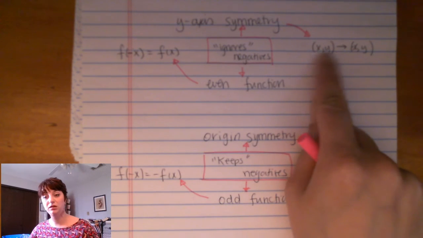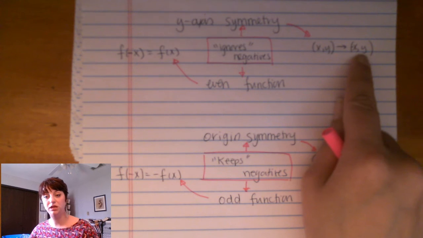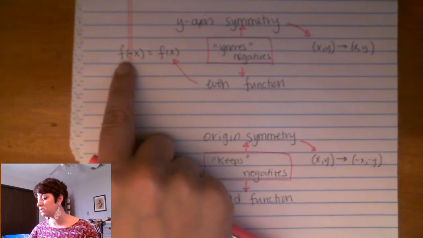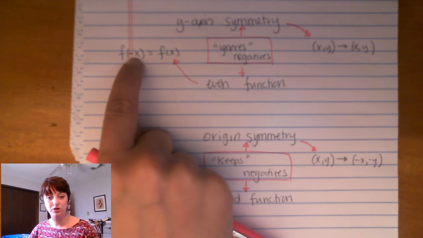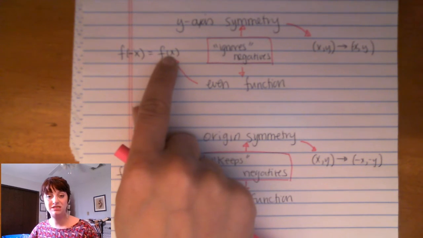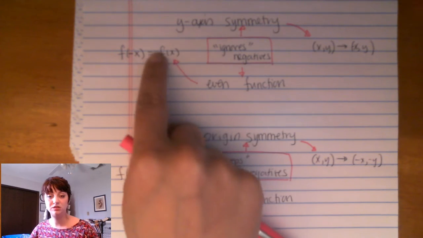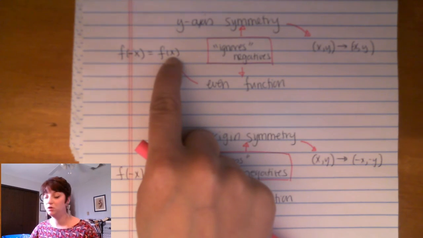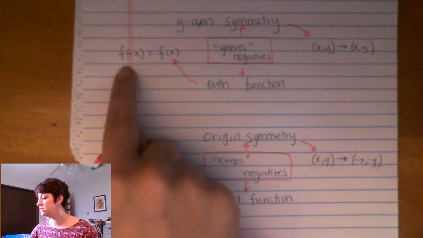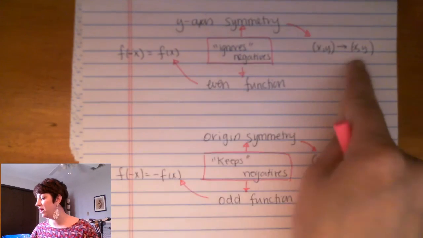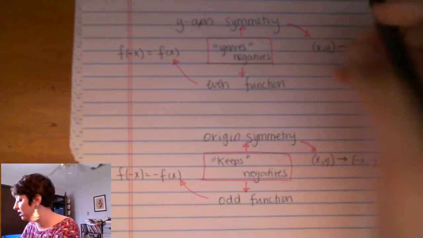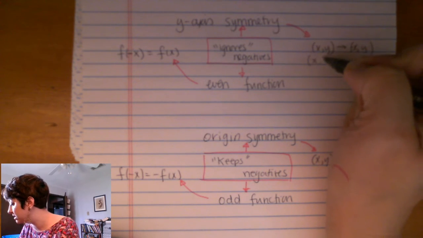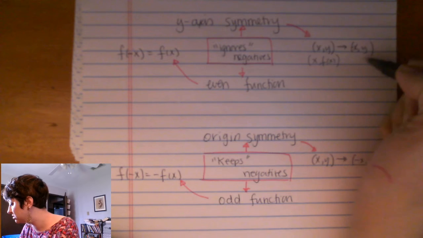Also, this thing, (x, y) maps to (-x, y), is the same thing as this, right? Because y is f of x. So negative x input gives you the same output, f of x, as when your input is positive. So these say the same thing, but in two different ways. Because remember, you can also write points as (x, f of x), (-x, f of x).